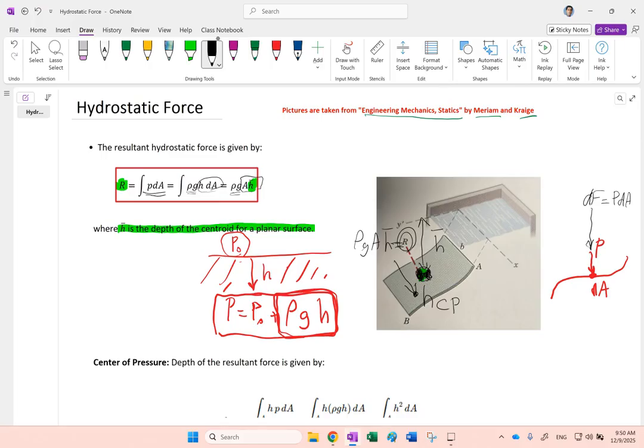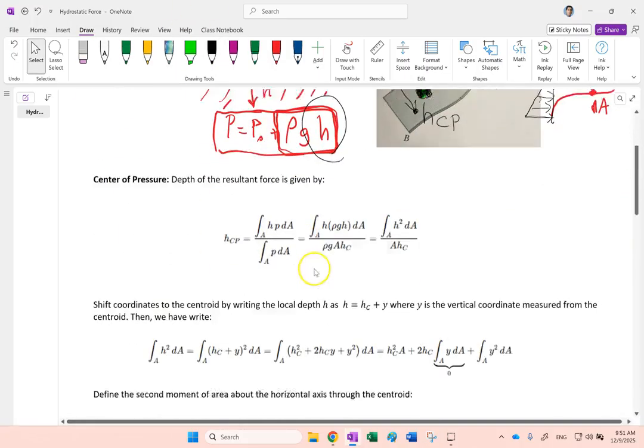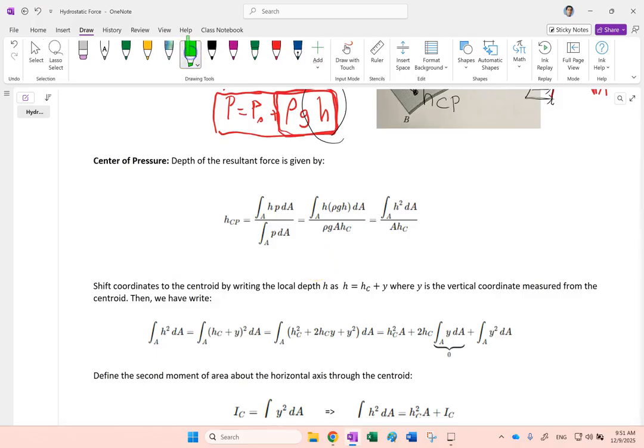Why? Because the pressure is not constant and it changes with h. As you go down, the pressure builds up in a linear manner. If you have some constant value here, let's say this much, then as you go down the pressure starts to build up linearly, and so the center of pressure is not going to be at the centroid. Now, where is that going to be? Let's take a look.